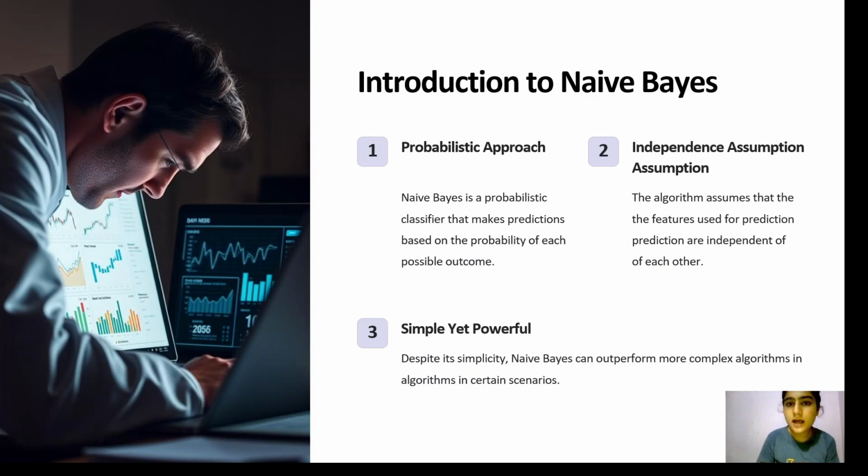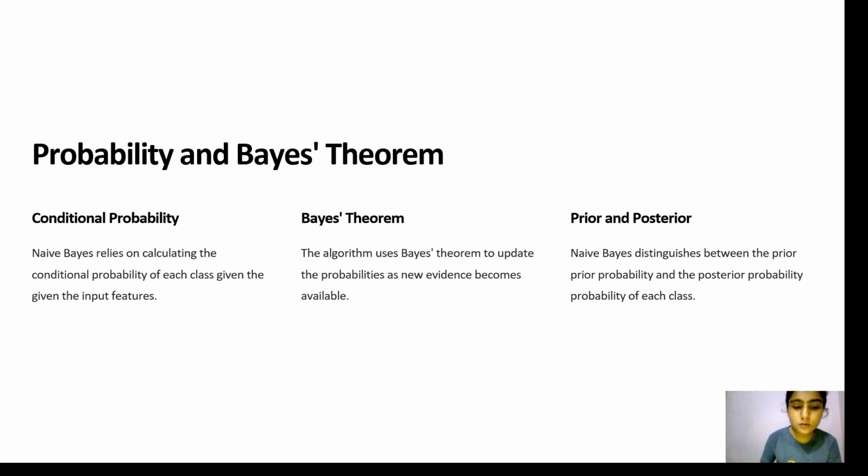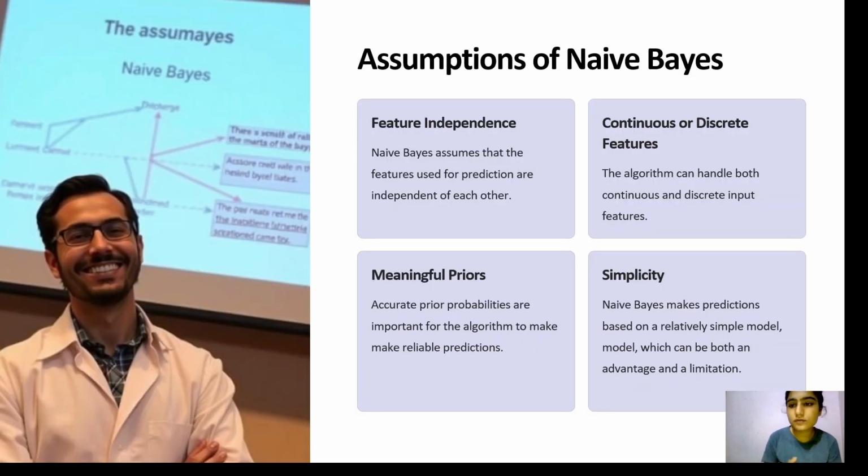Simple yet powerful. It is a very simple approach and very easy to apply, but yet it gives powerful and efficient outcomes on the data. Despite its simplicity, Naive Bayes can outperform more complex algorithms in certain scenarios. So basically, the assumptions of Naive Bayes.